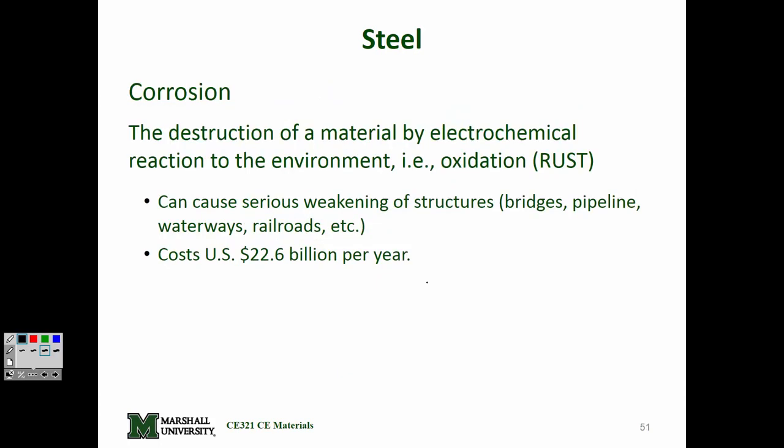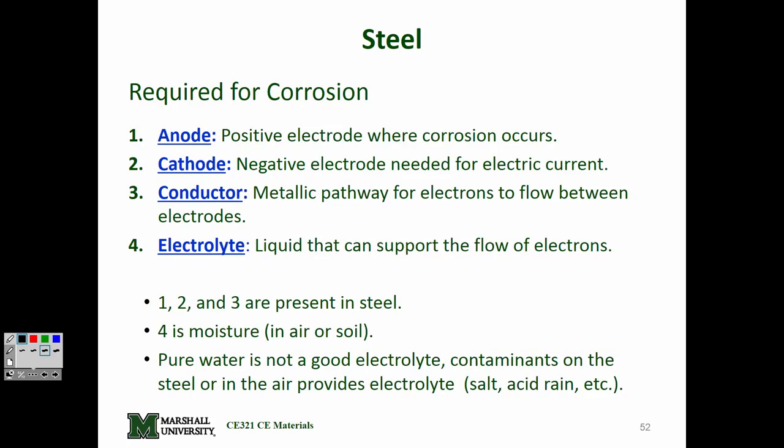Corrosion's a big issue. They could ask something about corrosion. What do you have to have for corrosion to occur? They're not going to ask you how much it costs per year by any means. You've got to have a cathode, anode, conductor, and electrolyte. When you've got steel, you've got 3 of the 4 sitting right there. You've got an anode, a cathode, and a conductor. All you've got to do is have some kind of liquid. Moisture in the air is enough liquid to rust steel.